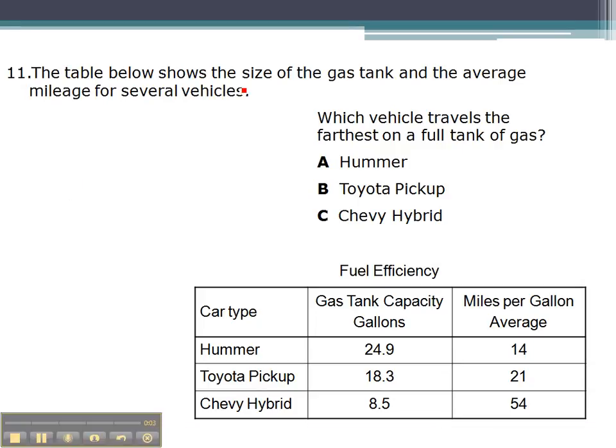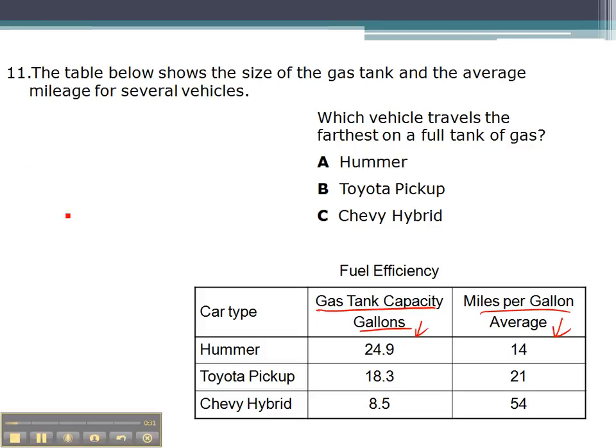Okay, problem number 11. The table below shows the size of the gas tank and the average mileage for several vehicles. Which vehicle travels the farthest on a full tank of gas? So we have the gas tank capacity, how many gallons are in each tank right here, and the miles per gallon in this column. So first, to figure out what we need to do with these numbers, think about what miles per gallon means.